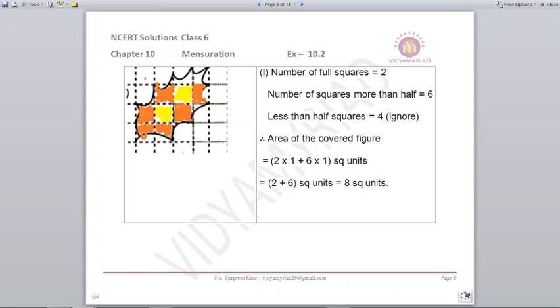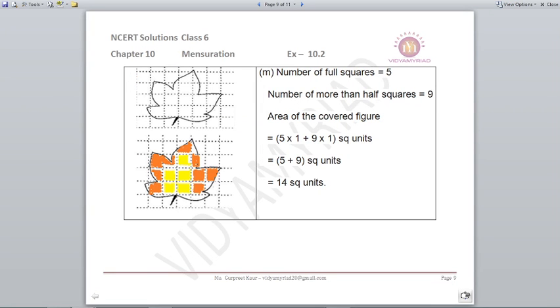Next figure, it's a little difficult figure, so for that I have used colors to identify how many full squares are there and how many more than half squares are there. Now for full squares there are only 2, the yellow part, and the remaining orange or red color, if you see, there are more than half squares, and there are also less than half. For less than half we will ignore. For more than half we will consider as 1 unit only. So 2 multiplied by 1 for full and 6 multiplied by 1 for more than half. Total comes out to be 8 square units.